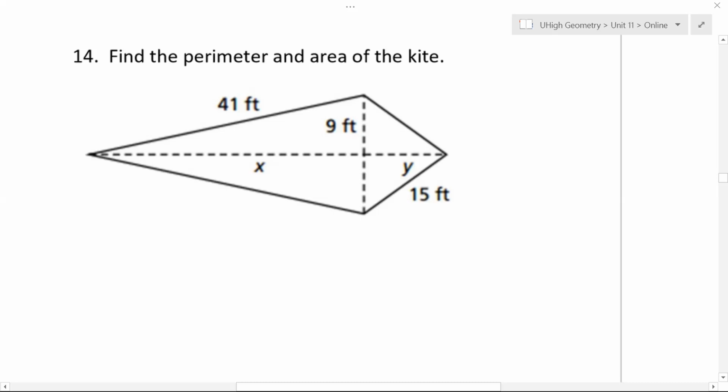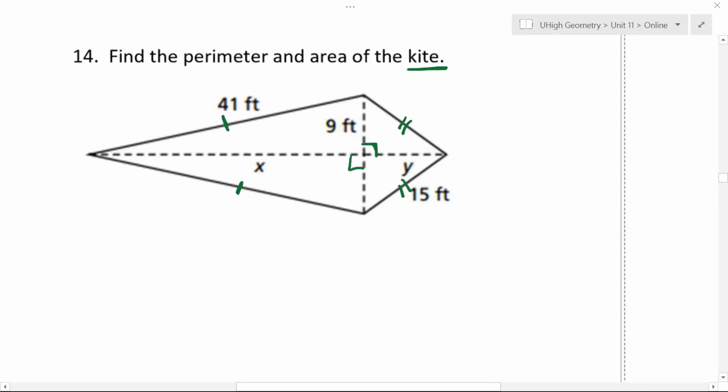All right, so finding the area and perimeter of this kite. Since we know it's a kite, we do know a couple of things about it. We know that 2 pairs of consecutive sides are congruent. So in this kite, I have 2 sides congruent and my other 2 sides are congruent, my 2 long sides and my 2 short sides. I also know that my diagonals are perpendicular, so I'm going to have 90-degree angles in the middle here.